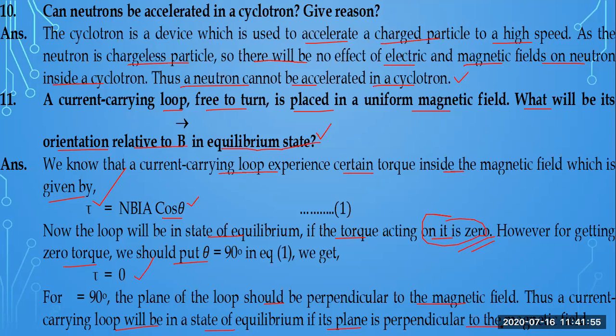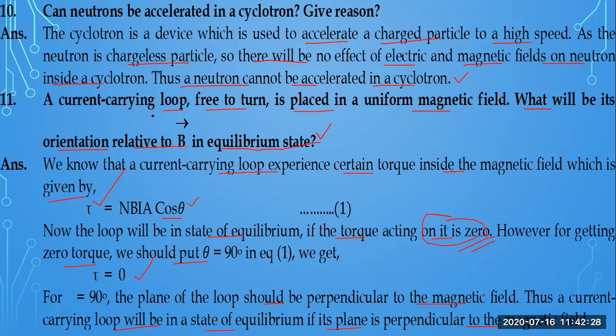So here it is. First of all, we have discussed when a neutron enters inside a cyclotron, what will be the effect on the speed of the neutron. We have concluded that because a cyclotron works on the principle of charged particles, it has an effect on the charged particle, but if there is any type of neutral particle, there will be no effect on the velocity of the neutral particle.